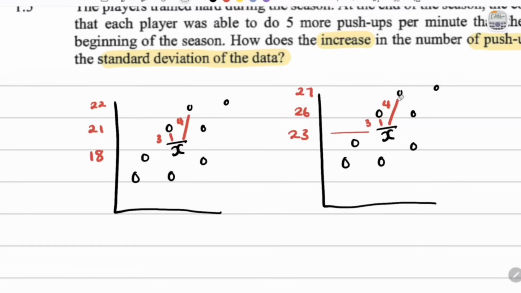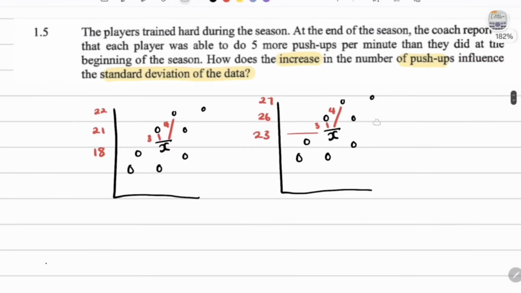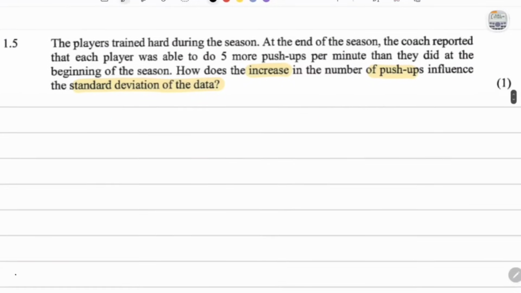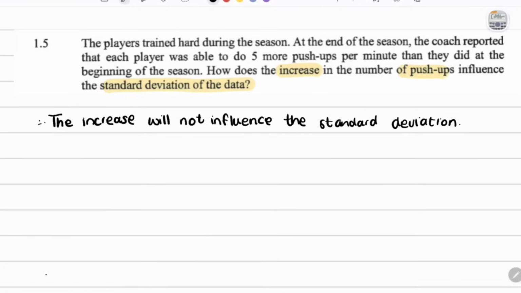Okay, so you see with those differences, the same way they didn't change is the same way the standard deviation is also not going to change, okay? Because the standard deviation measures how spread out the data is. The data did not become more spread out. Everything just increased by the same amount. So they're still at the same distance apart from the mean that they used to be. Okay, so how does that influence the standard deviation? It has no effect on the standard deviation. It does not influence the standard deviation. Okay, so that is our conclusion.